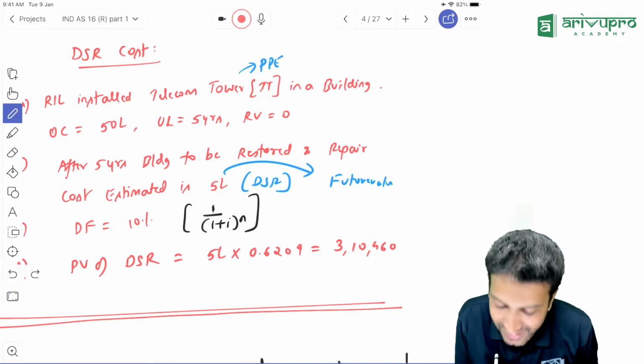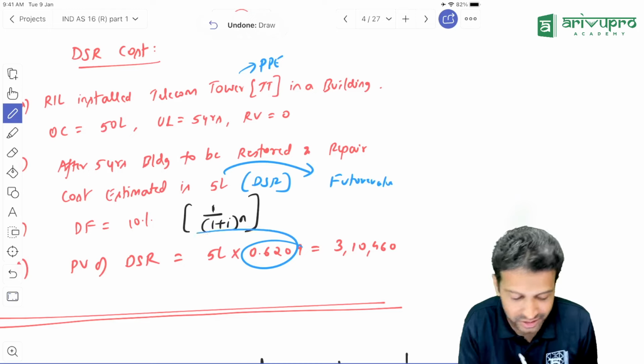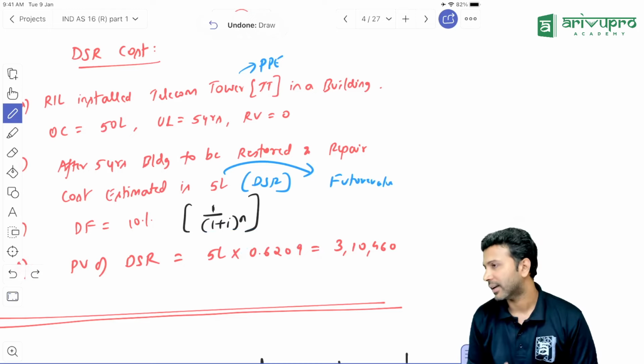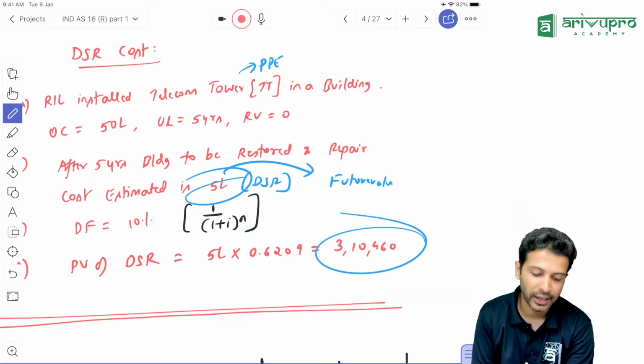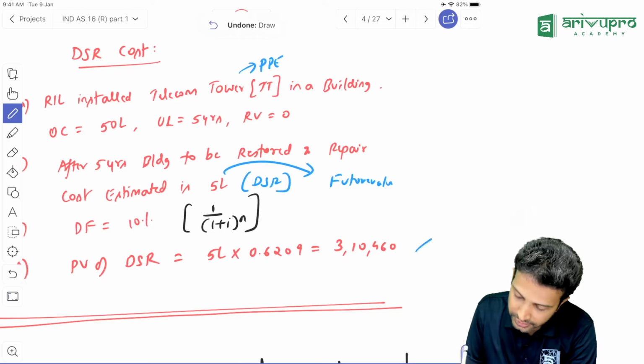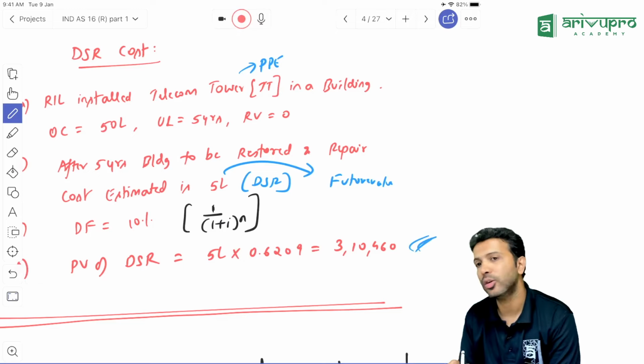So 5 lakh rupees is the future value. When you multiply by the discount factor, you will get the present value. So which cost will you capitalize in this number? Now you have 5 lakh and you have 3 lakh 10,460. Which one will you add? 3 lakh 10,460 you will add.